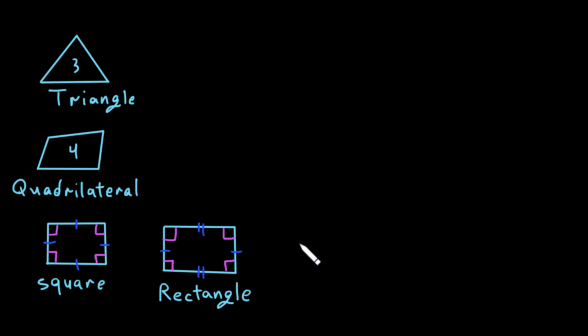Another shape is a rhombus. It looks like this. It has equal sides and equal opposite angles. So this here is called a rhombus.